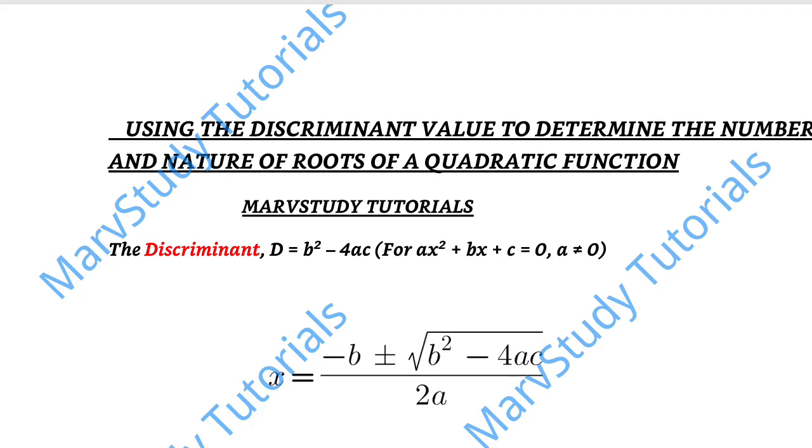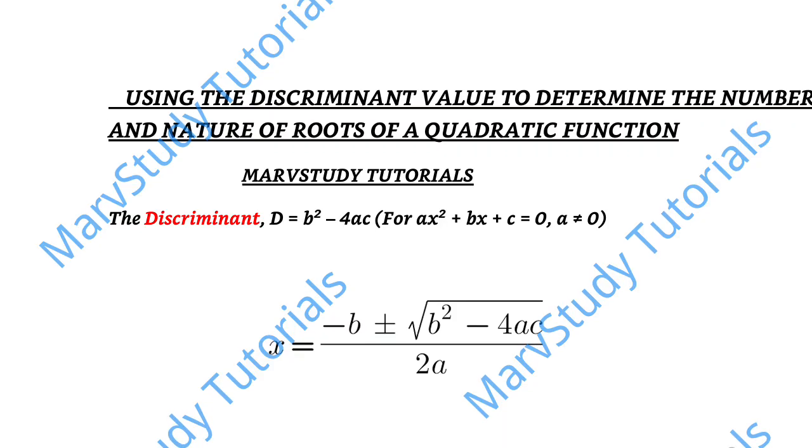So first off, the discriminant is calculated by b squared minus 4ac, in accordance with the general quadratic form, which is ax squared plus bx plus c equal to 0, where a is not equal to 0. It was actually gotten from the quadratic formula, this component right here, b squared minus 4ac. So all we need to do is to substitute the values a, b, c in accordance with whatever quadratic equation we are given, and then determine the discriminant, and use it to determine the number and the nature of the roots. So let's go right in.